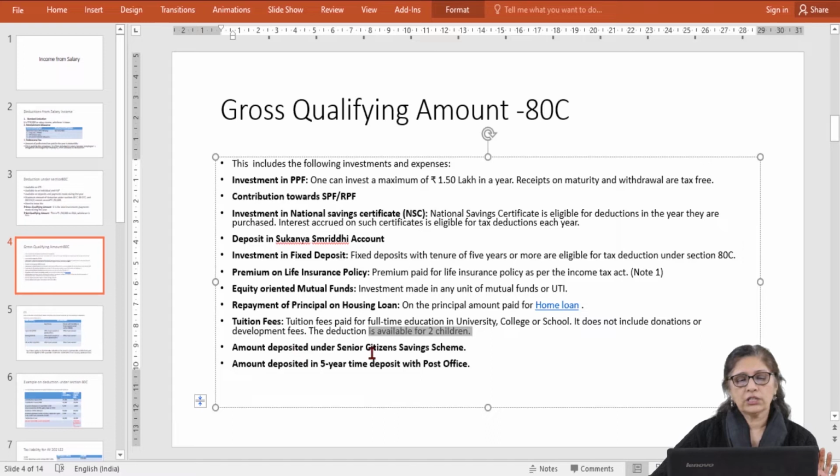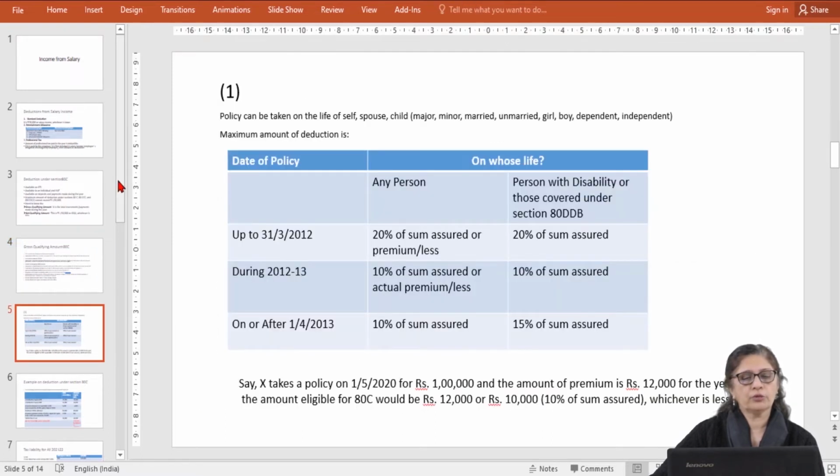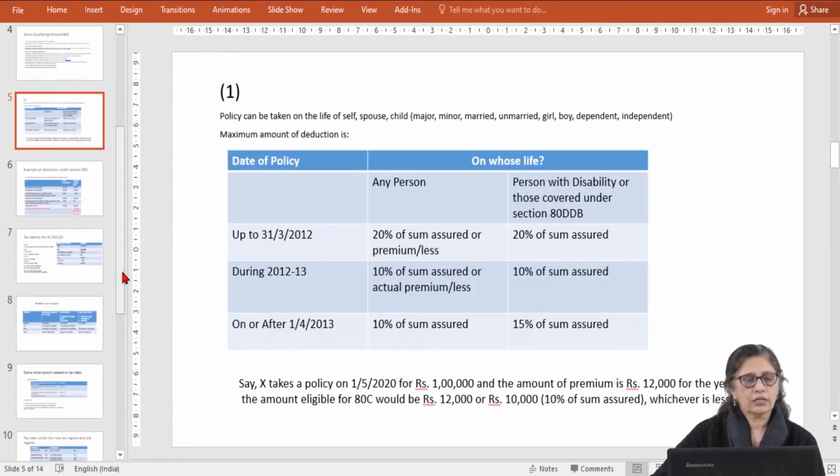Any amount deposited under senior citizen savings scheme. So, who is a senior citizen? Who attains the age of 60 anytime during the previous year. So, if you are a senior citizen and you invest under the senior citizen savings scheme, that also qualifies for deduction under 80C, and 5-year time deposit with post office, similar to 5-year deposit with bank by virtue of FD in bank. Any deposit with post office also qualifies for the purpose of deduction under 80C.